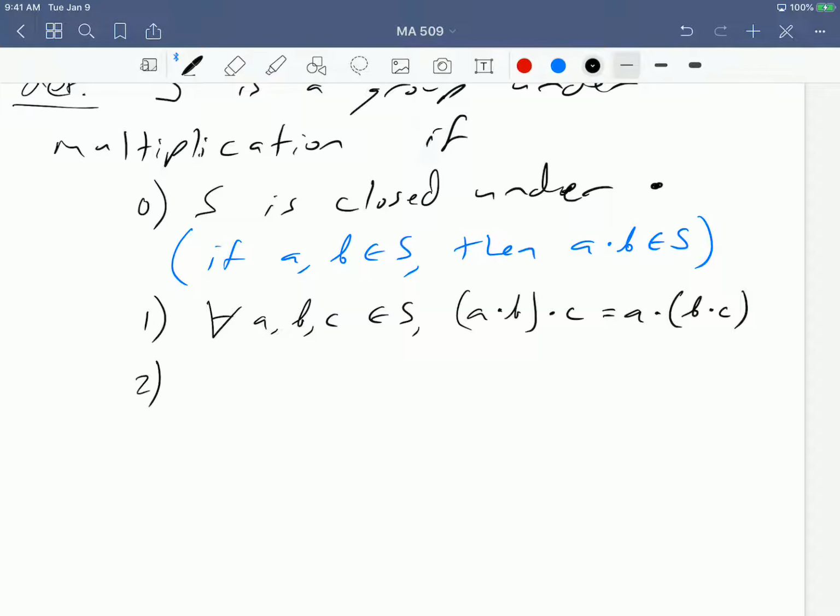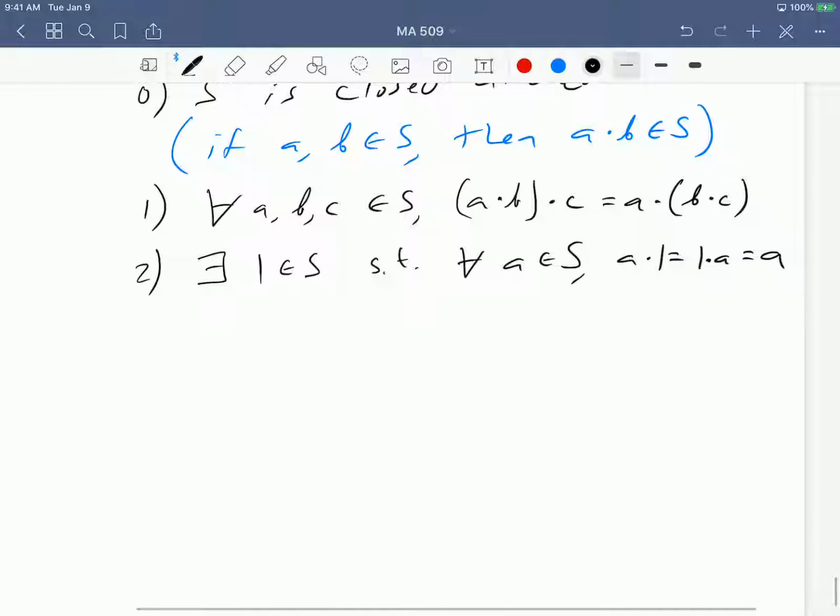Part 2, the identity. You should have thought through some of this in the previous quiz questions. For the multiplicative identity, what we usually call it is just 1. So there's a 1 in S such that for every A in S, A times 1 is equal to 1 times A, which is A. So our multiplicative identity is 1, the additive identity is 0.